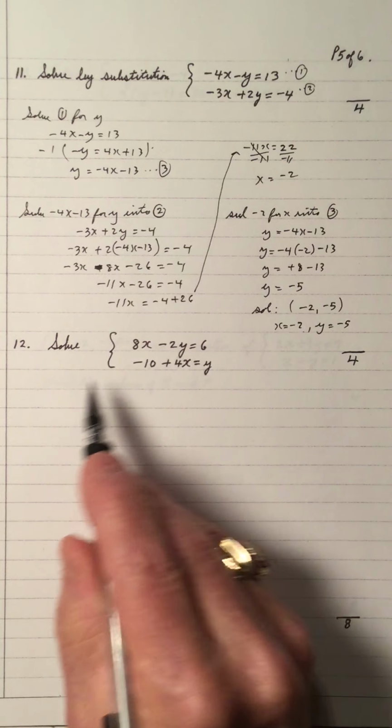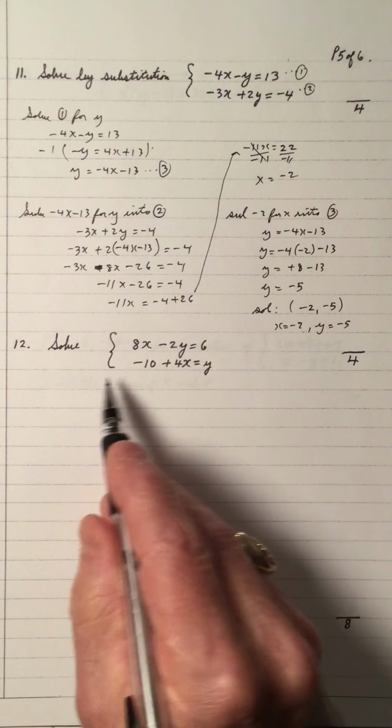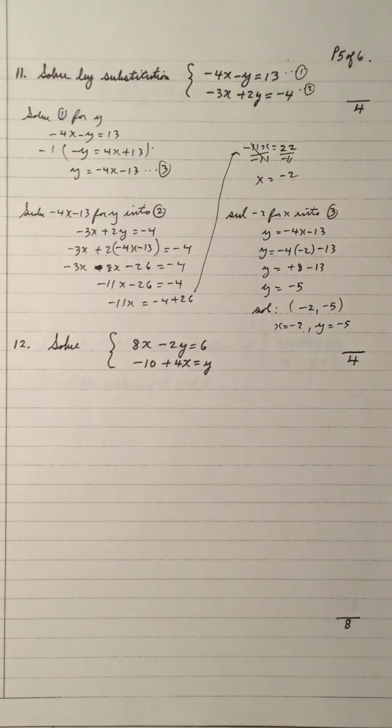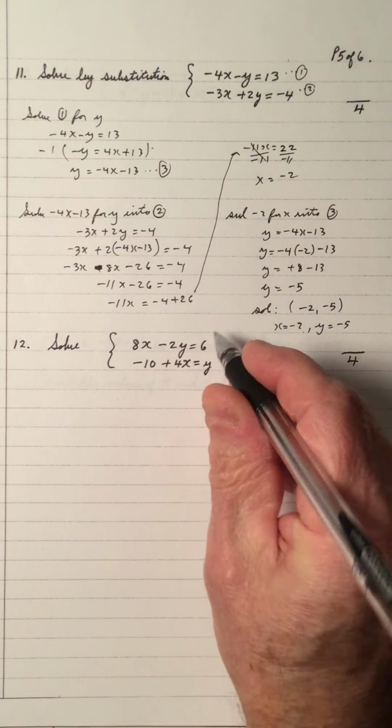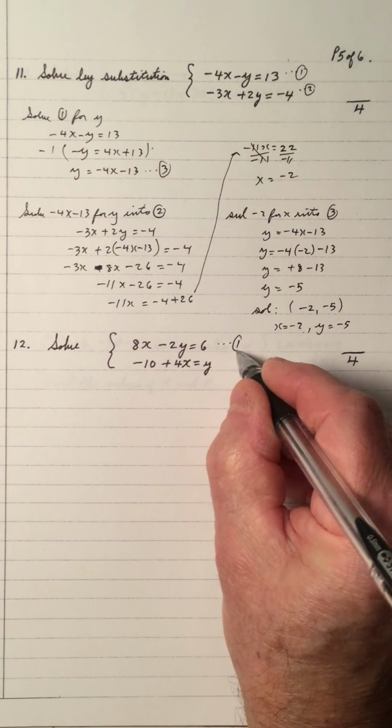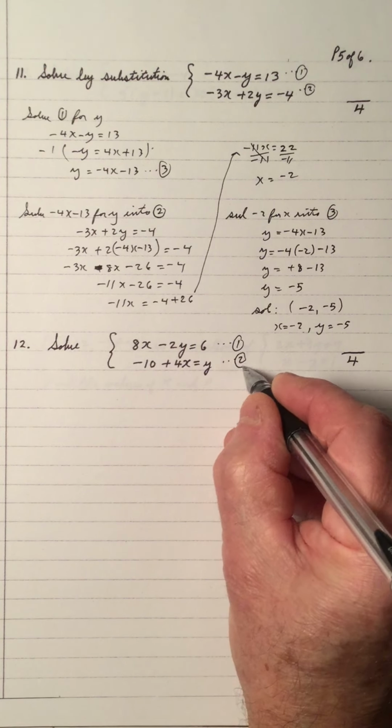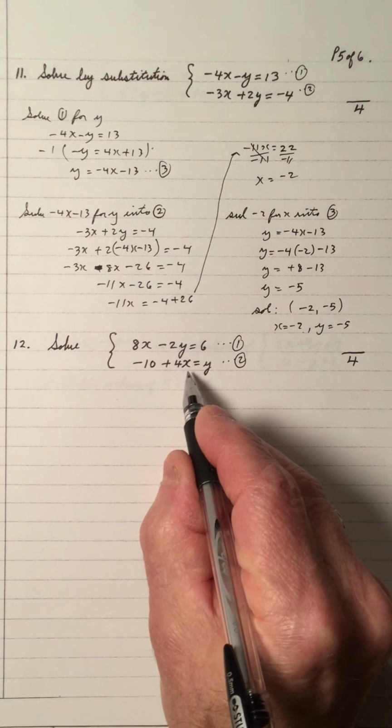And number 12, solve the system. Now solve means you can solve this whatever way you wish. Your choice. I didn't say elimination, I didn't say substitution. Notice that this equation is already solved for y. So if I call this number 1, and I call this number 2, number 2 equation is already solved for y.